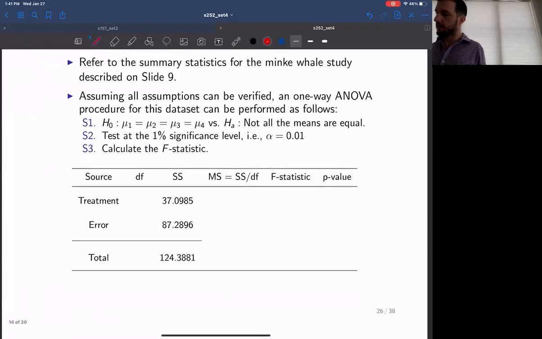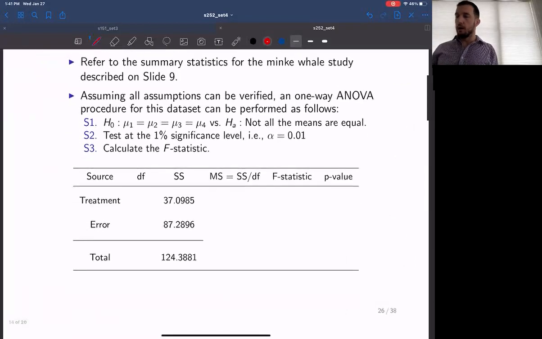All right. So let's work through this example to finish the class today so that we have one ANOVA illustration under our belts going into lab assignment 2 and then the inevitable assignment 3 that'll be coming up on the weekend. Okay, so we're referring back to the minke whale data set, which is given on slide 9. The summary statistics are given on slide 9 for that data set.